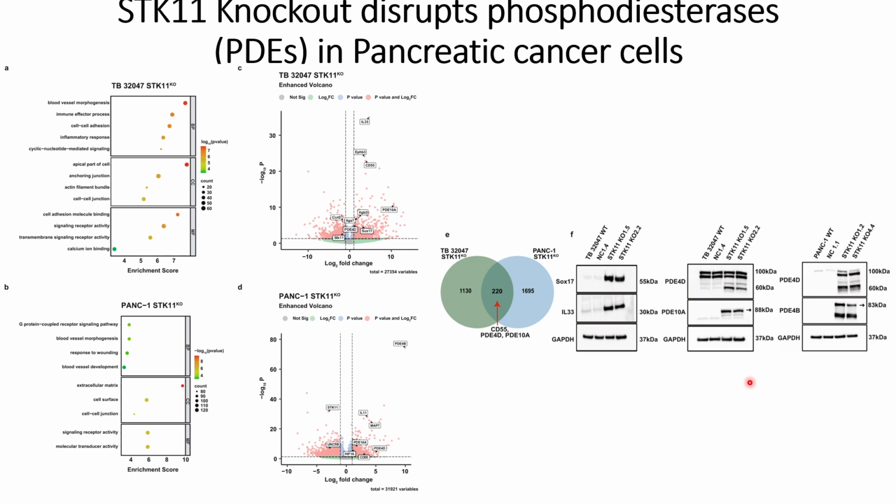So from this result, they made the point that the STK11 knockout also disrupts the phosphodiesterases in the pancreatic cancer cells, and that in turn somehow modulates the migration and metastasis properties in the STK11 knockout cell lines, both in the case of TB32047 and PANC1 cells. So I hope you got some understanding of the RNA sequencing analysis of the STK11 knockout cells.